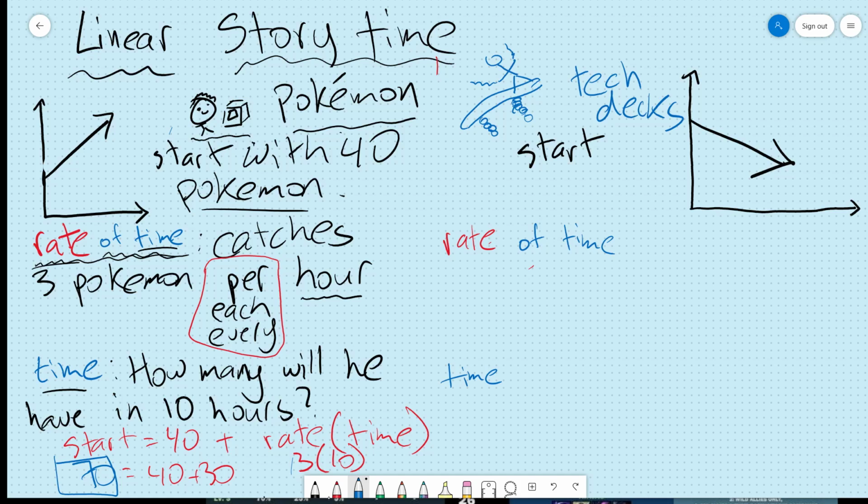So that's how our linear stories are going to work. We're going to have a starting amount and then a rate. This last part is just to find a specific point in time, and that's what we're going to be doing right now. So the second story is going to be about me confiscating all of your tech decks. So let's say at the start of the year, you guys collectively have 250 tech decks. And then my rate of time per week, I'm going to say there were 8 confiscated.